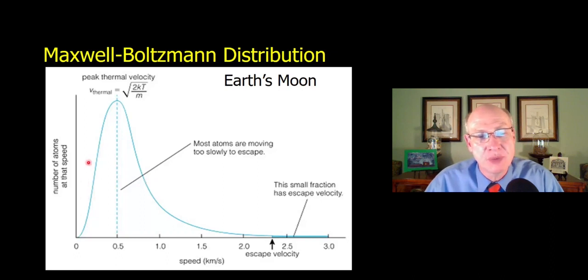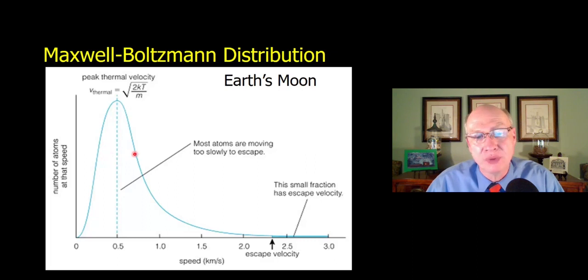And we call this distribution of velocities a Maxwell-Boltzmann distribution. Maxwell and Boltzmann were two scientists who studied the statistics of how gases work, and they derived this distribution of velocities. So this is the number of atoms that have a certain speed, and this is the speed. Now, this particular plot is drawn for our moon. And for our moon, the escape velocity is down here at about 2.3 kilometers per second. And this is the distribution of velocities of a particular gas. And you'll see this is the average velocity down here. Again, some are slower than average, some are larger than average.